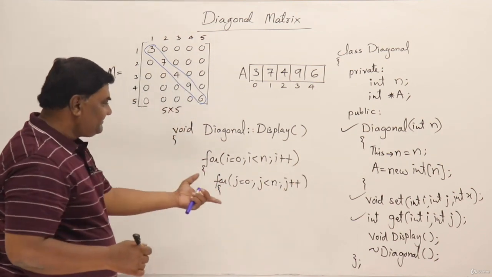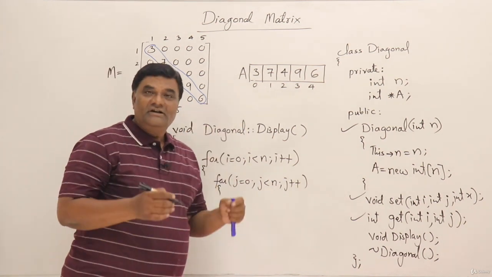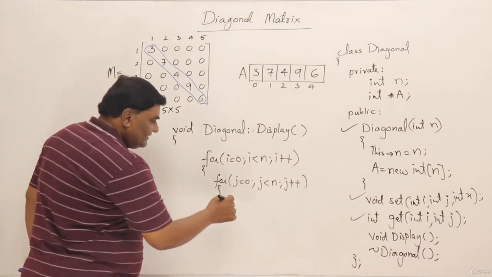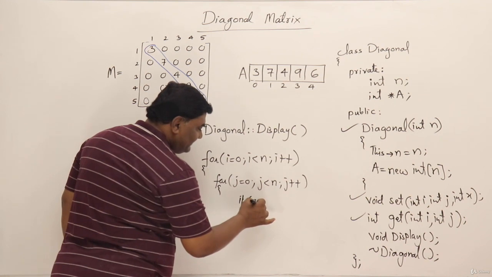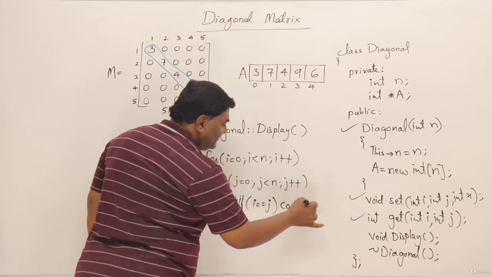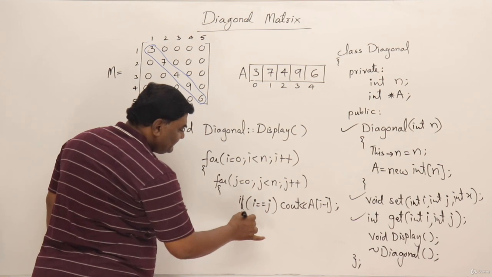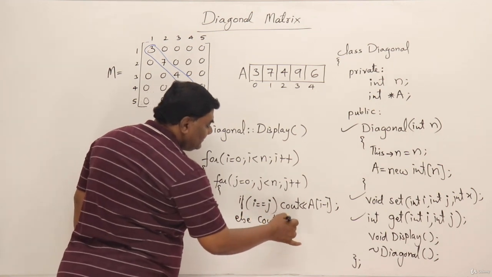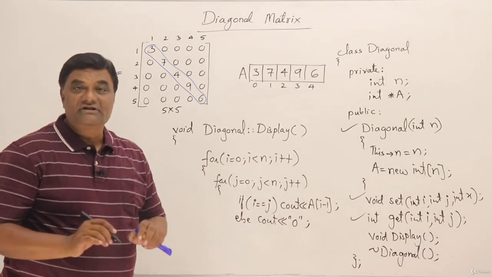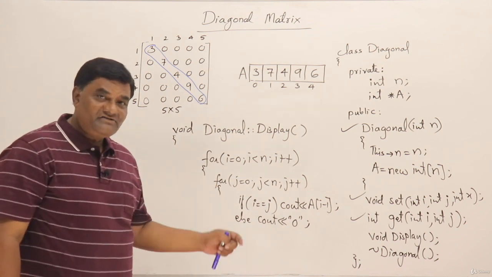Then I have to display the elements. But how many elements do I have? Only the diagonal elements are present in the array. So I should display the element if i is equal to j, otherwise I should display 0. So if i is equal to j, in the same line I will write cout A of i minus 1. Otherwise cout 0. Whatever you want to display, you have to give it in double quotes if it is not a variable. So I want to display 0, so 0 is given in double quotes as a string.